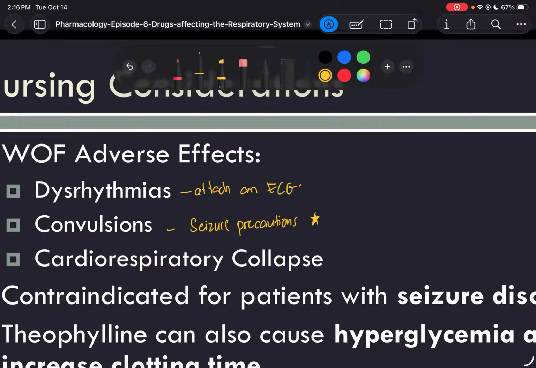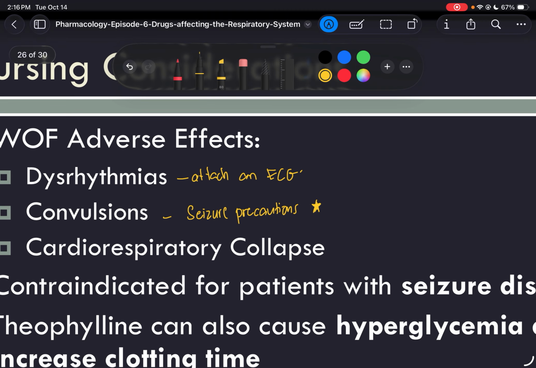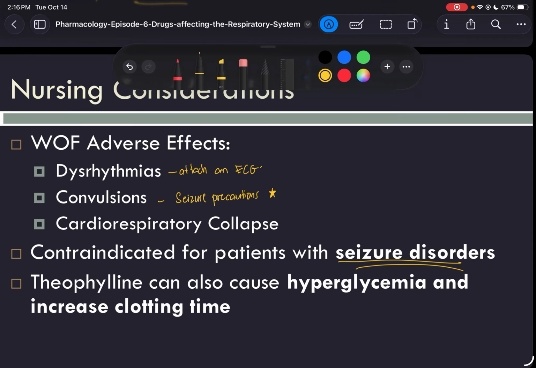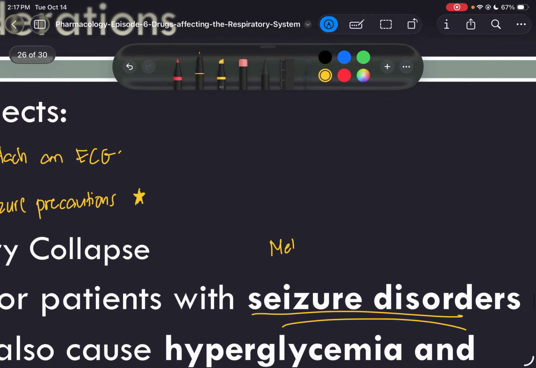Listen to what we mean when we say seizure precaution. And then cardiorespiratory collapse. That's the worst, no? Respiratory and cardiac failure, no? This is contraindicated for patients with seizure disorders because it might cause seizures. Remember, ha? Our methylxanthine.